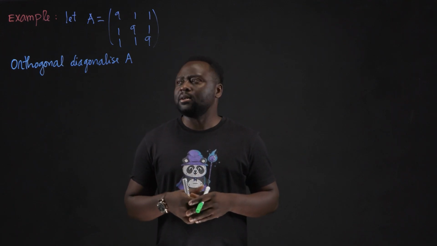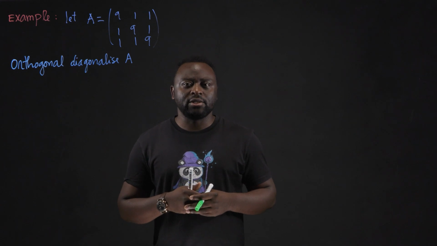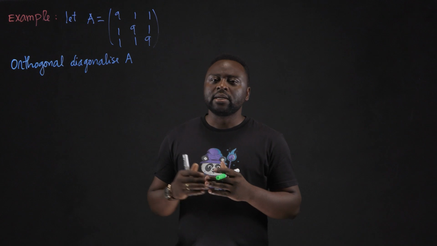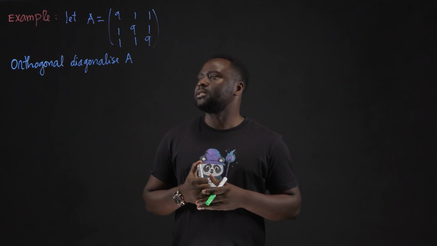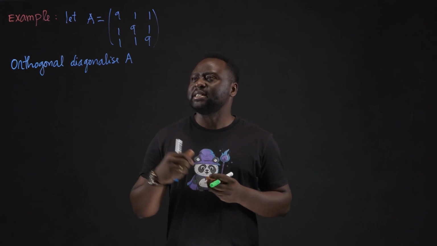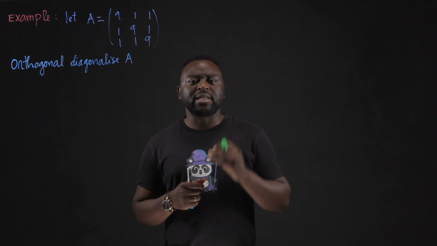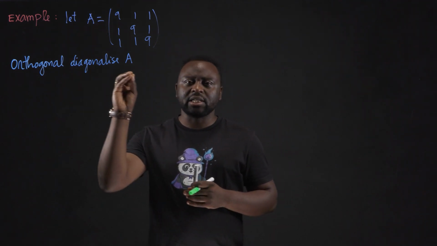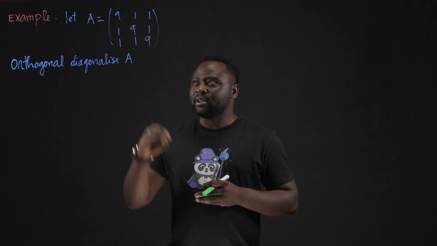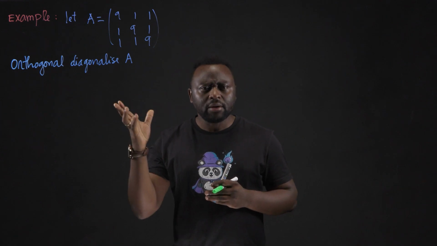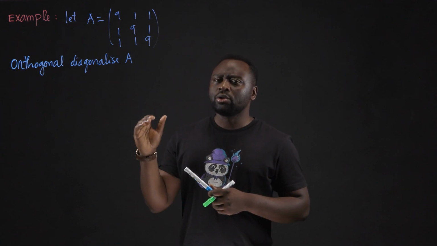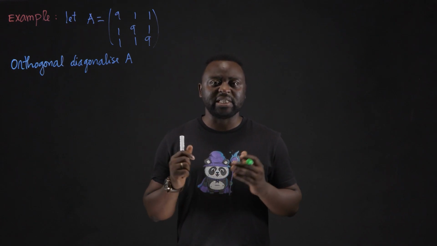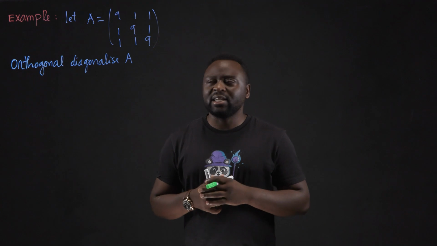Here is an example of orthogonal diagonalization of matrices. As we saw in the previous video, to show that the matrix A is orthogonally diagonalizable, we have basically three steps. The first step is to find the eigenvalues associated to this matrix A. The second step is to find the eigenvector associated to each eigenvalue. And the last step is to find the orthogonal matrix Q and the diagonal matrix D. Once we understand that, let's start.